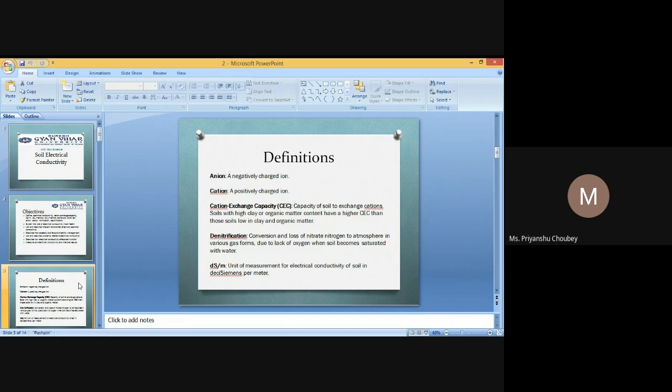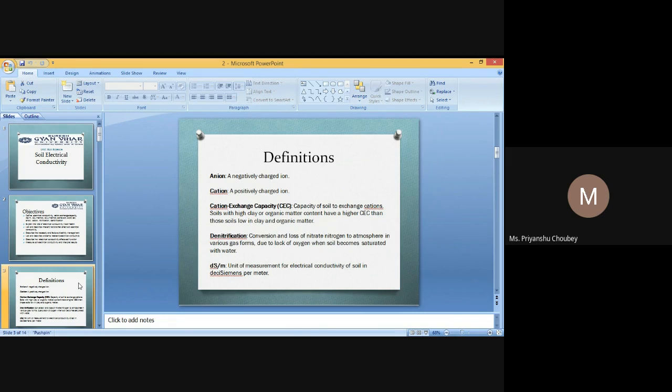Next, let's see definitions. I already explained what soil electrical conductivity is. Definition: anion, a negatively charged ion, and cation, a positively charged ion. Cation exchange capacity, in short CEC, is the capacity of soil to exchange cations. Soils with high clay or organic matter content have a higher cation exchange capacity than soils low in clay and organic matter.